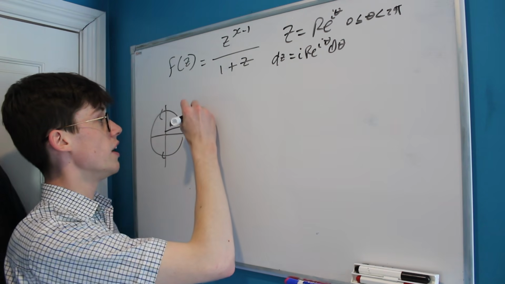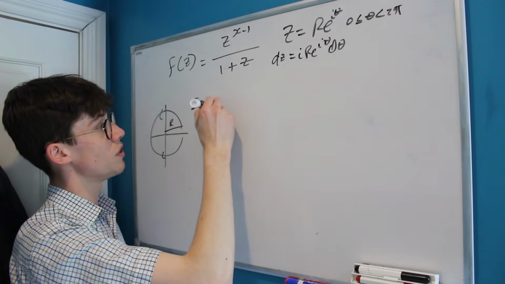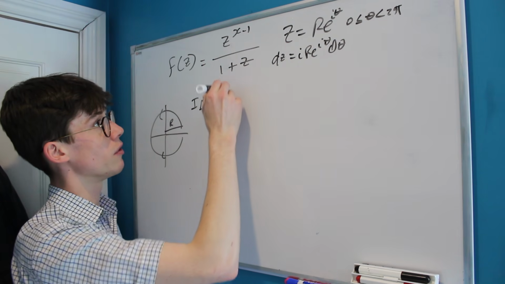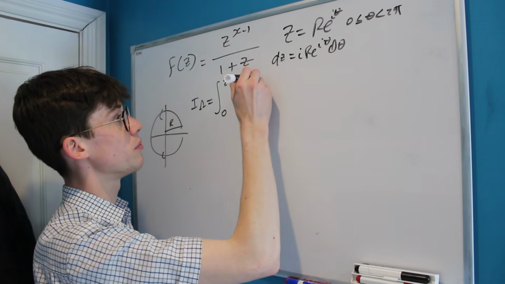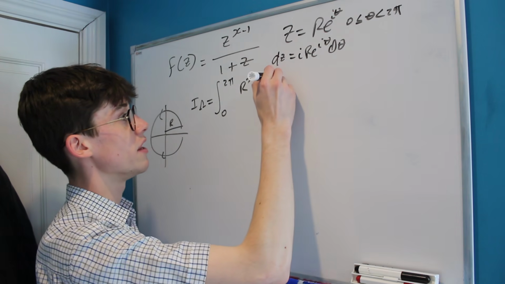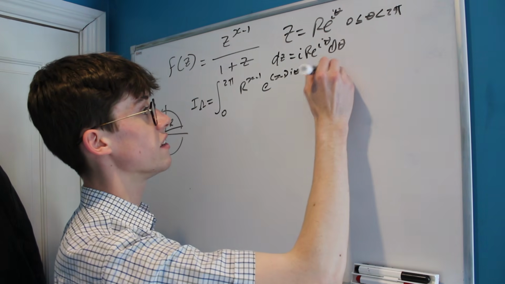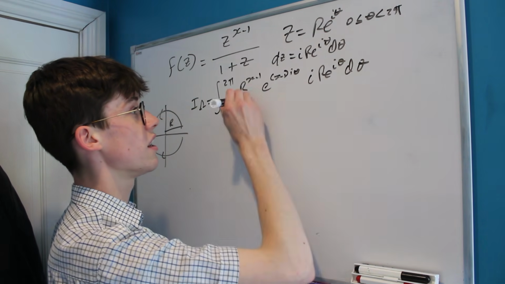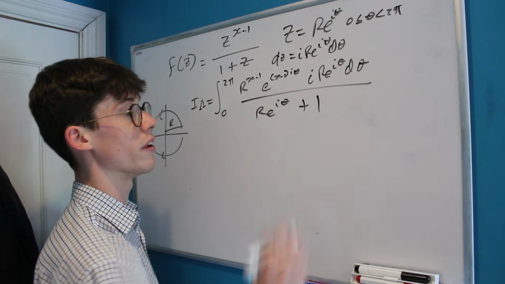So our integral along gamma is also the same as our integral from 0 to 2 pi of R to the x minus 1 times e to the (x minus 1) i theta times R e to the i theta d theta divided by R e to the i theta plus 1.